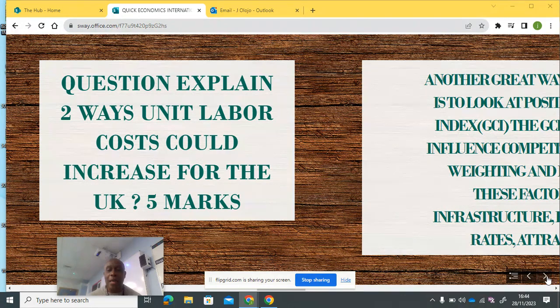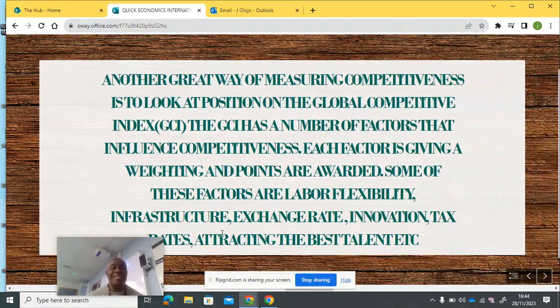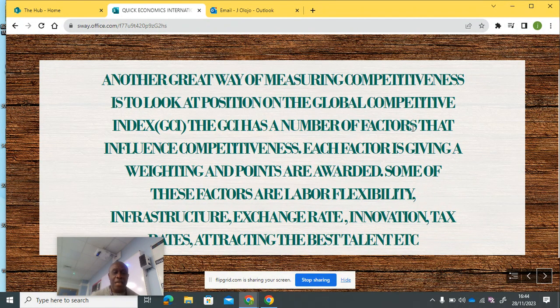Okay. Another great way of measuring competitiveness, apart from unit labor cost, is to use the Global Competitive Index table. Essentially, this Global Competitive Index table has a number of factors, such as tax rates, labor flexibility, infrastructure, exchange rate, innovation, ability to attract the best talent. They go around different countries and give points, and they have a weighting. They give points, and whoever scores the most points is at the top of the table. And in June 2023, Denmark was considered the most competitive because obviously they scored the most points over a range of a number of factors.